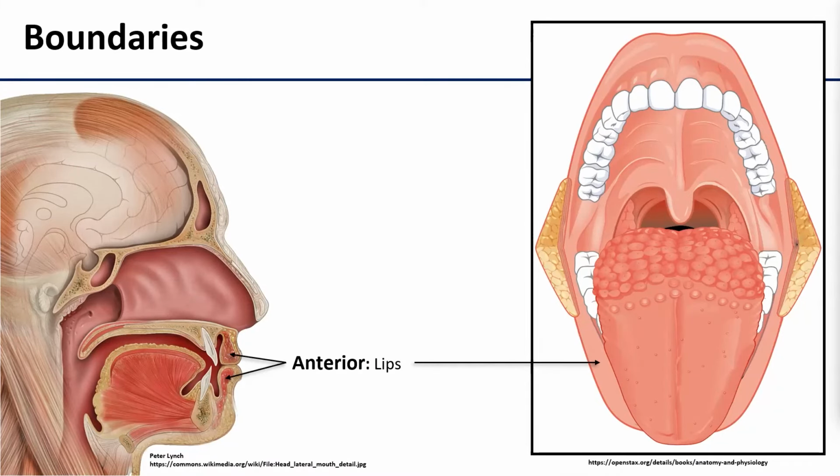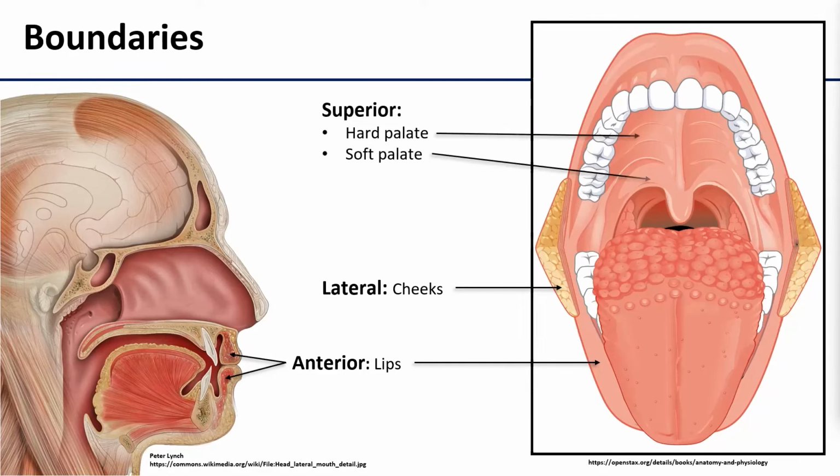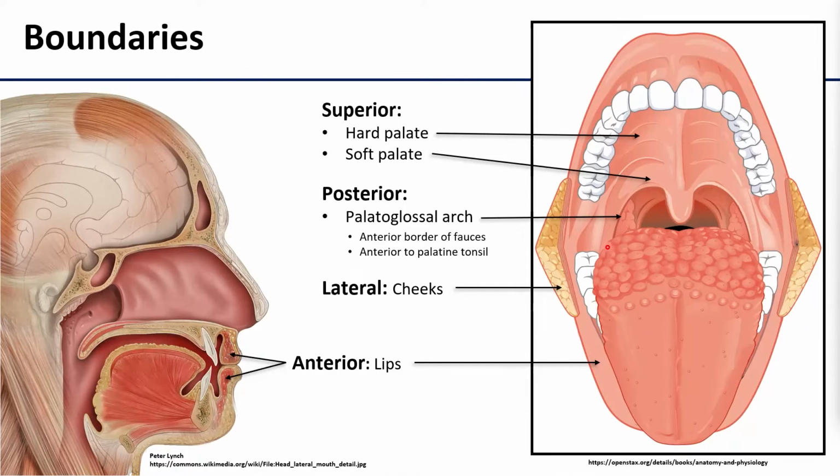So let's start with the most familiar boundaries. Anteriorly, we have the lips, and laterally, we have the cheeks. The superior boundary is the palate, and this includes both the hard palate anteriorly and the soft palate posteriorly. If we follow the edge of the soft palate, so here where I am indicating, follow that inferiorly, it creates a fold of mucosa that we're going to call the palatoglossal arch because it goes between the palate and the tongue, and that marks the posterior boundary of the oral cavity.